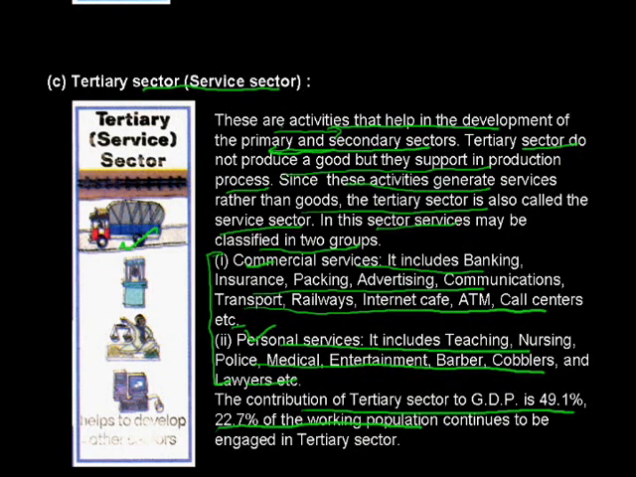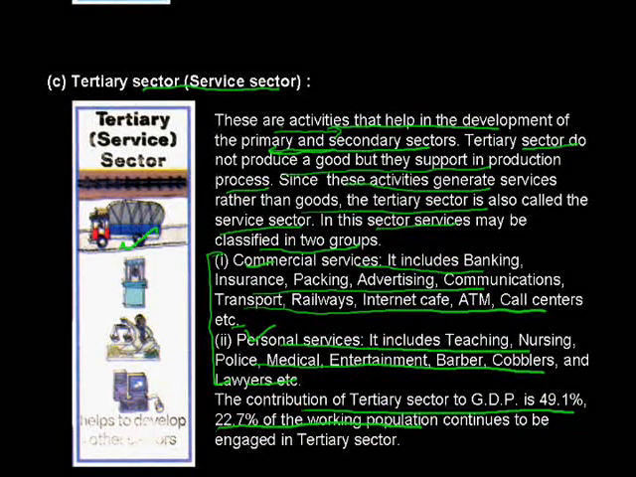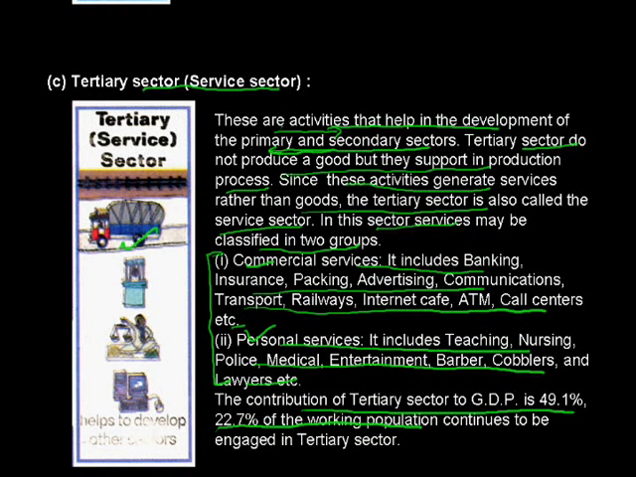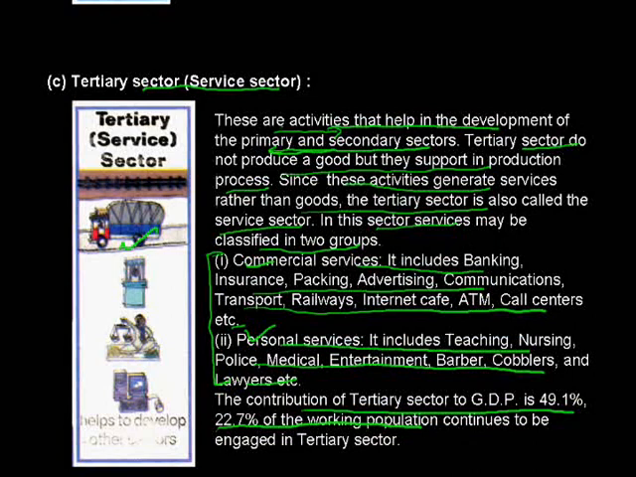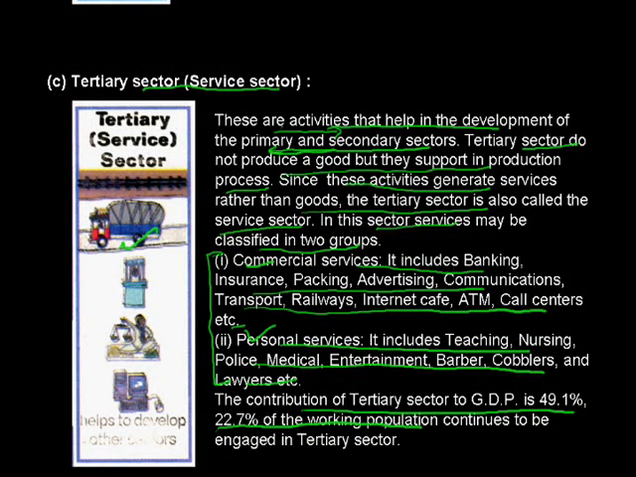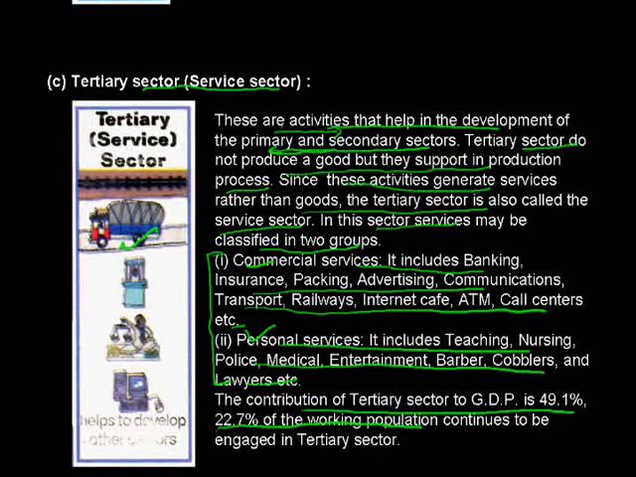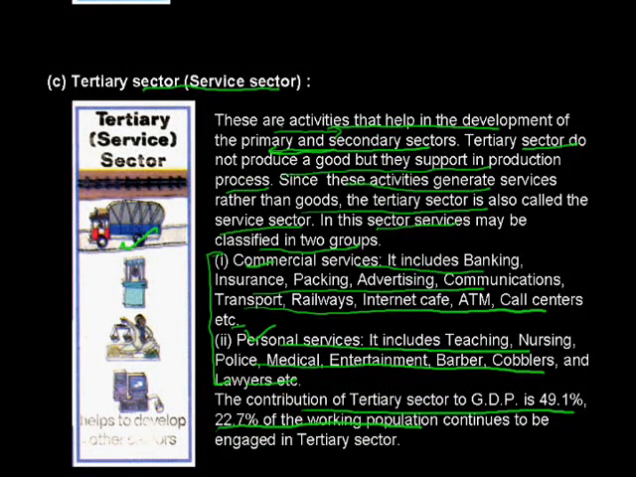In this module, we have divided the sectors of the Indian economy on the basis of economic activities. That is three types: primary sector, secondary sector and tertiary sector. And we have discussed what these primary, secondary and tertiary sectors are. In the next module, we will be discussing the contribution of the tertiary sector in the Indian economy. Thank you.